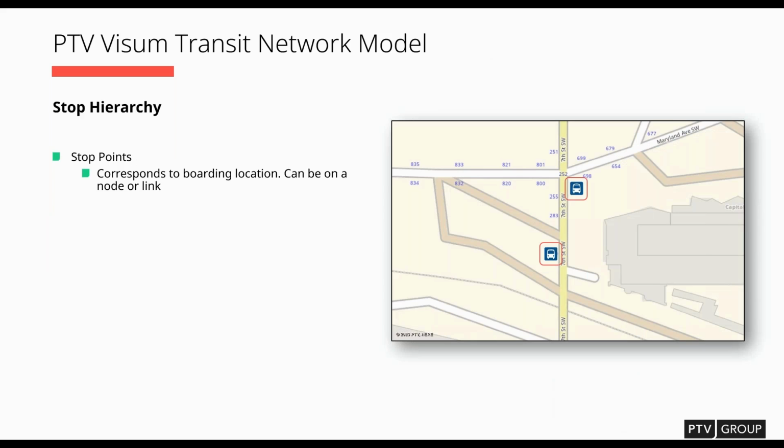From a stops perspective, there are three main elements that we're going to talk about. First is stop points. These really represent a boarding location. These could be on a node or link. So this would be the point at which a person actually boards the transit vehicle.